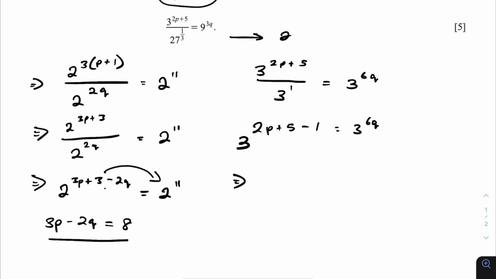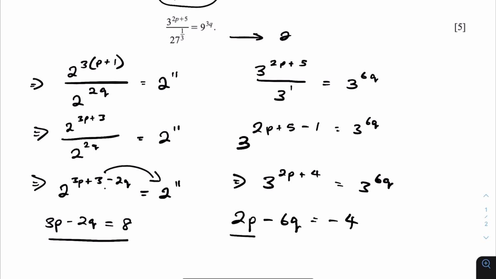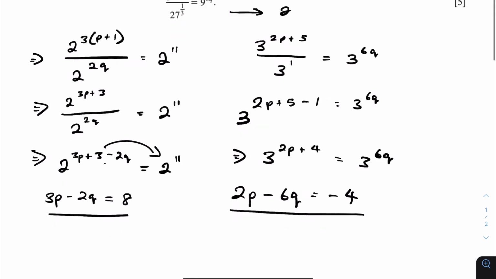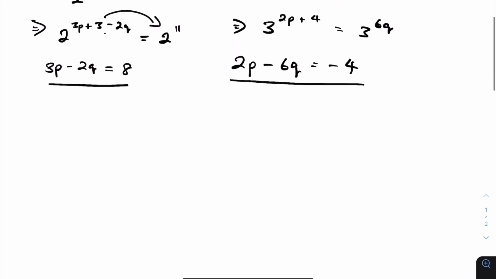Over here, this becomes 3 to the power of 2p plus 4 is equal to 3 to the power of 6q, which means that 2p minus 6q is equal to negative 4. So that's our second equation. Now, we only need to equate them. So let's just write them on top of each other to make it easy. So 3p minus 2q is equal to 8. 2p minus 6q is equal to negative 4.